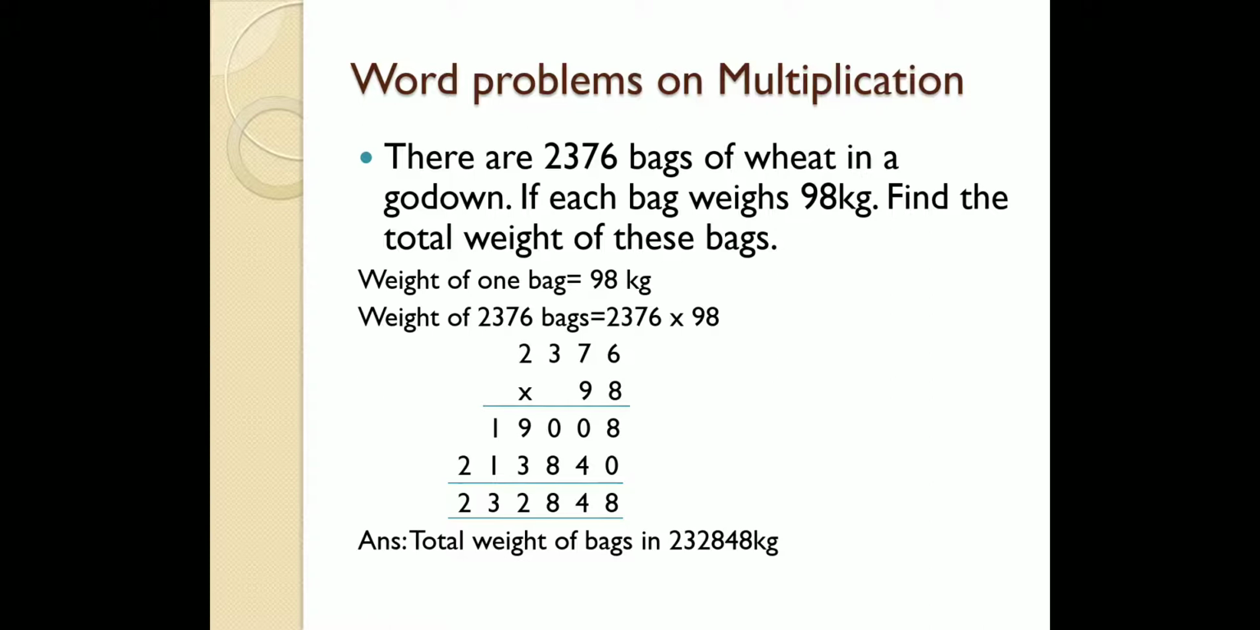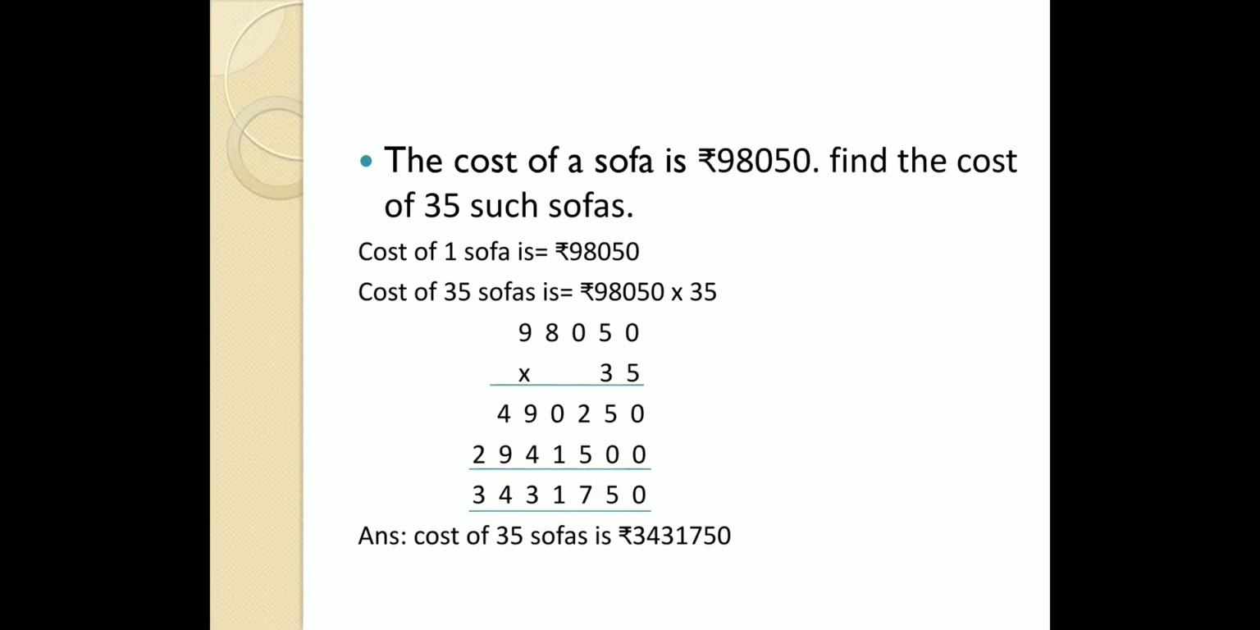So you will multiply. Now see how it has been multiplied. 2376 into 98. First you multiply by 8. Okay. And then you multiply by 90, not 9. So when you multiply by 9, you have to write 0. So after multiplying, add. So now whatever answer you are getting is the total weight of the bags. Okay. We move on to the next word problem.